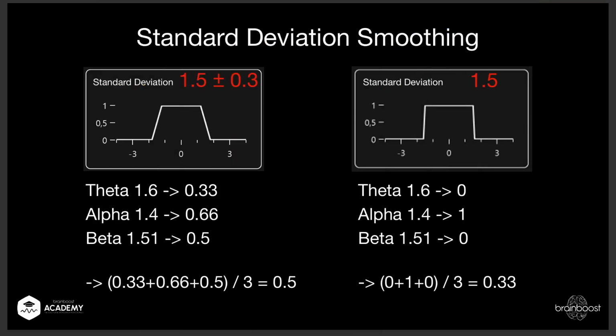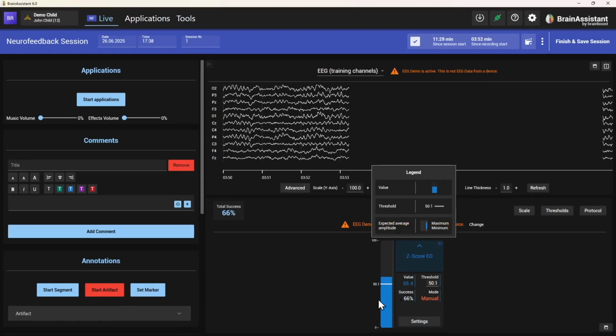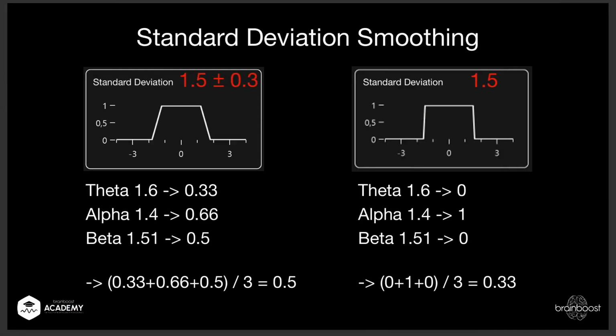But then, in my example, we only have 3 frequency bands. Then we would have alpha at 1.4. We get a 1, yes, I'm inside. And beta would be 1.51, so it would be exactly outside. So 0. This means 0 from theta, 1 from alpha, plus 0 from beta, divided by 3, because these are 3 values, equals 0.33. So this bar would be filled at 33, right? 0, 0, 1, 33.